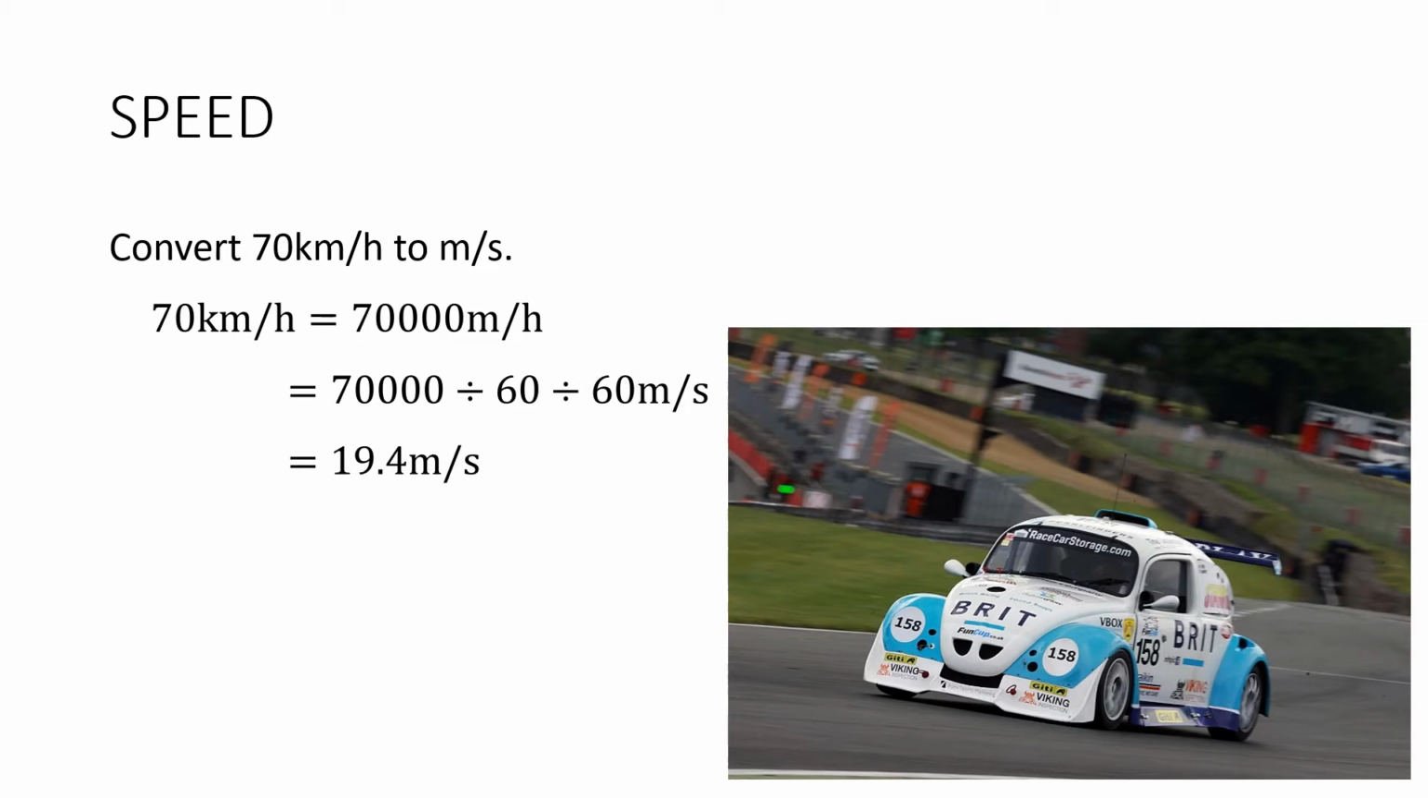Now you might know that there are 3,600 seconds in an hour, and if you do, you could simplify this and divide by that number, 3,600, instead of dividing by 60 twice, but it's up to you.